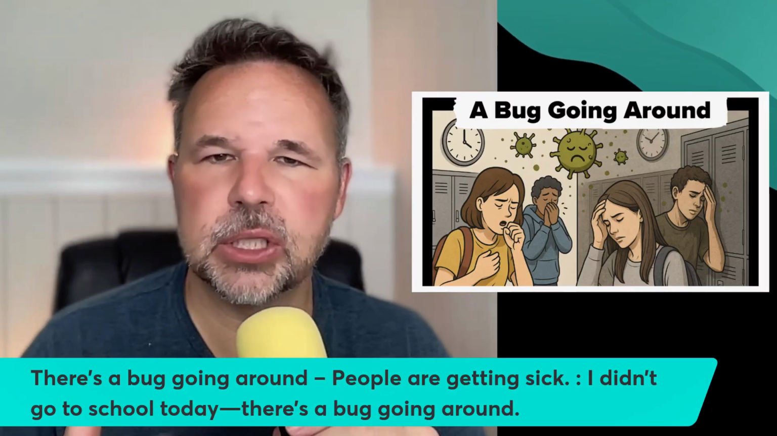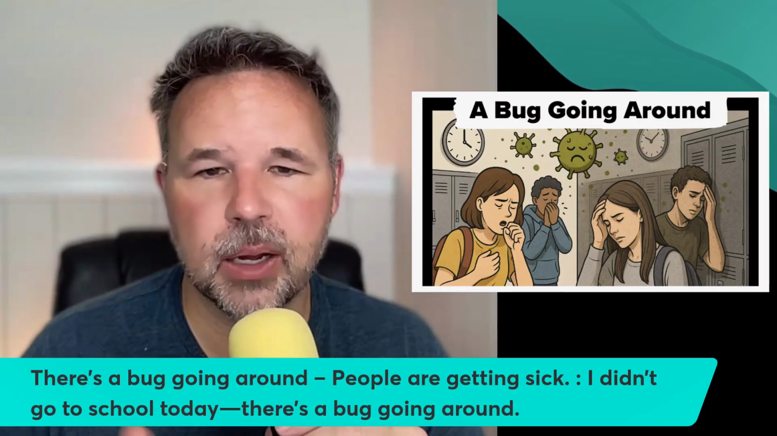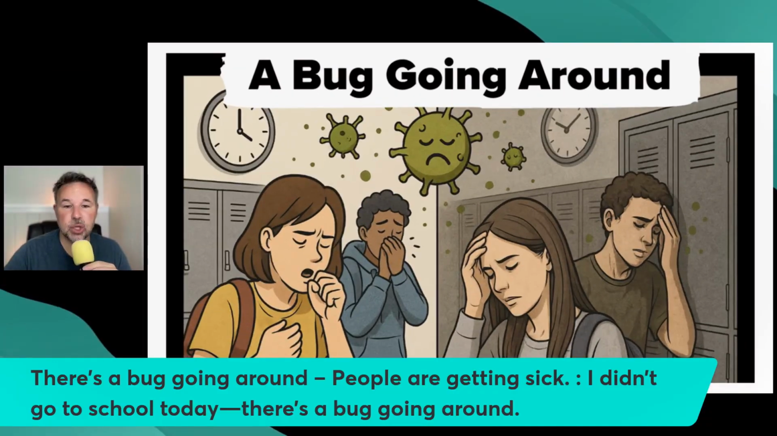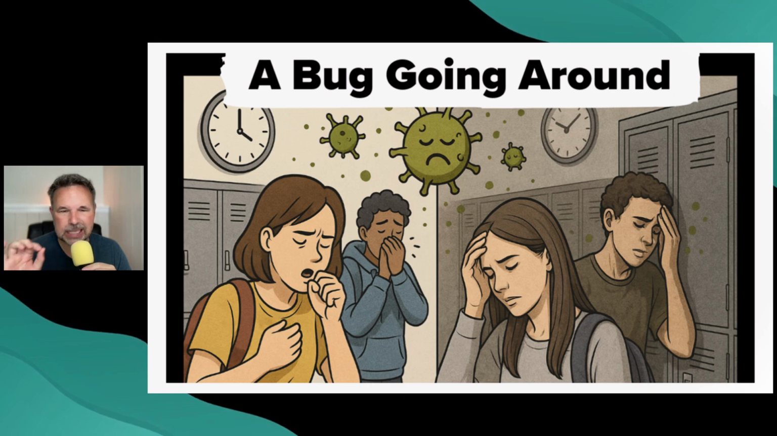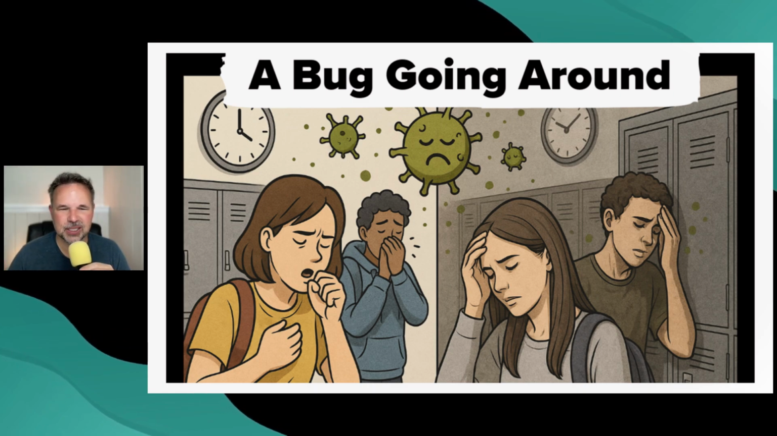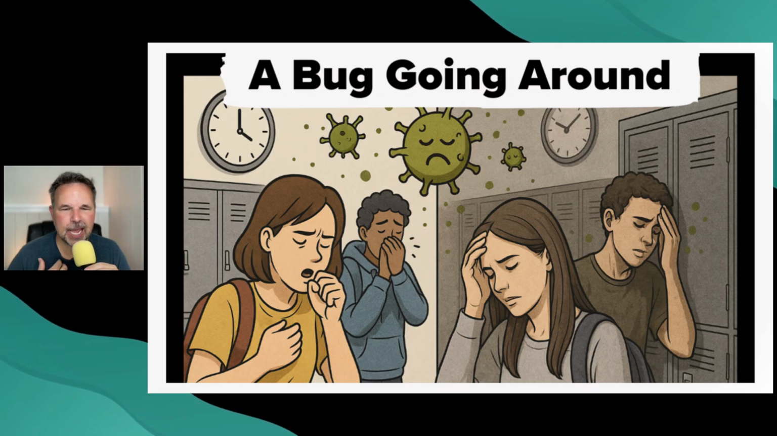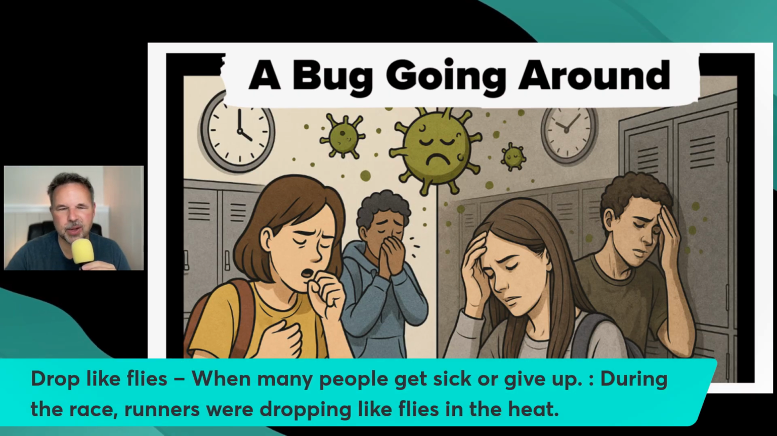I didn't go to school today. There's a bug going around. So maybe you don't want to get sick, so you stayed at home, but clearly, look at this. You can see some lockers. So this looks like a high school. A couple clocks on the wall. I'm not sure why they need two clocks there. AI did make this, but it does look like a bug is going around.